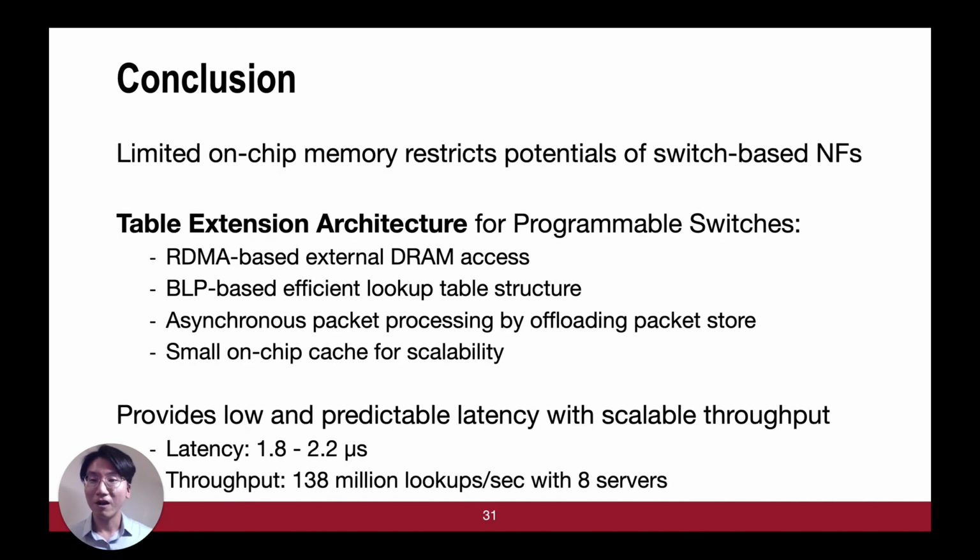To conclude the talk, limited on-chip memory has been a roadblock for adopting switch-based network functions, especially for demanding workloads. To solve this problem, today I introduced T that provides a virtual table abstraction for NFs, and we realize it with 4 key ideas. We show that it provides low and predictable lookup latency with scalable throughput for various network functions. With that, I'll end my talk.